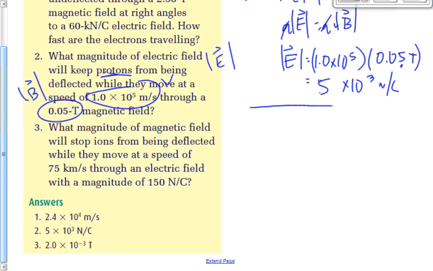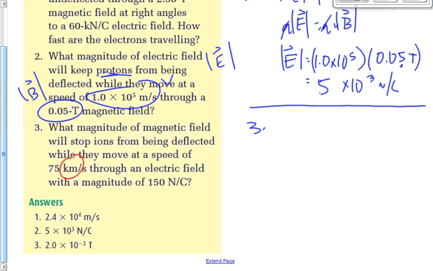All right, question number 3. What magnitude of magnetic field will stop ions from being deflected when they move at a speed of 75 kilometers per second through an electric field of this value? Stop them from being deflected. Okay, don't think, oh, stopping potential or something like that. This is not a photoelectric effect question. Stop them from being deflected means undeflected. It means, once again, the velocity selection chamber.